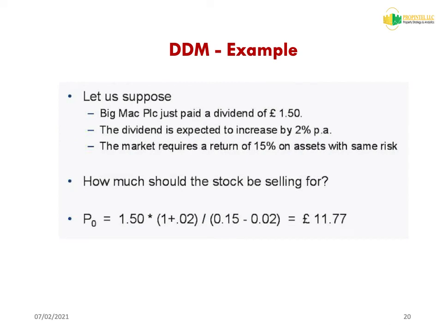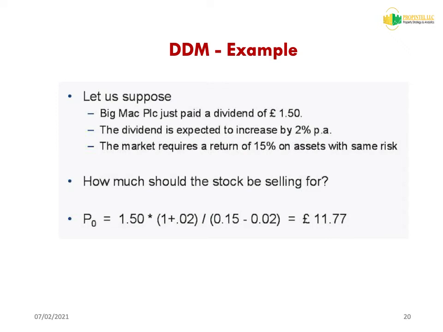So let's consider an example of how to apply the Gordon growth model. Big Mac PLC just paid a dividend of £1.5. If the dividend is expected to increase by 2% per annum at the market required return of 15% on assets with the same risk, how much should the stock be selling for?